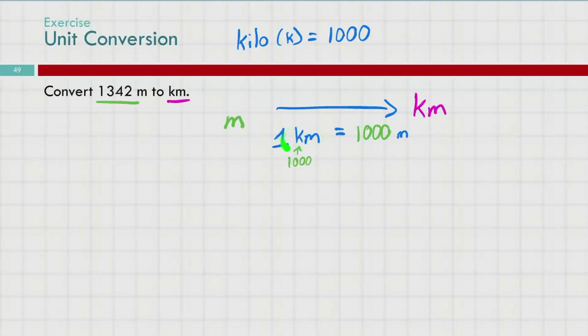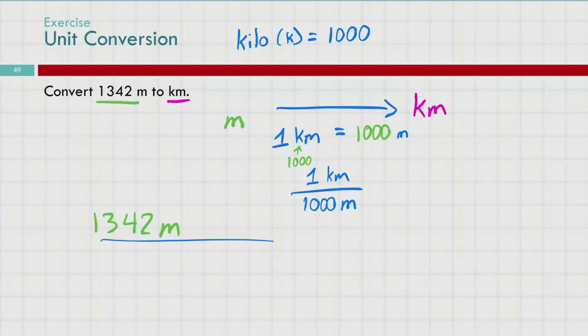So we would want the kilometers part to be on the top. That's the unit we want to end up with. We also need to cancel out the meters. So we want the 1,000 meters on the bottom. So 1 km over 1,000 m would be our conversion factor. So 1,342 meters multiplied by our conversion factor.